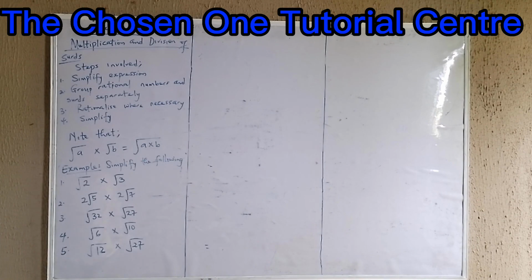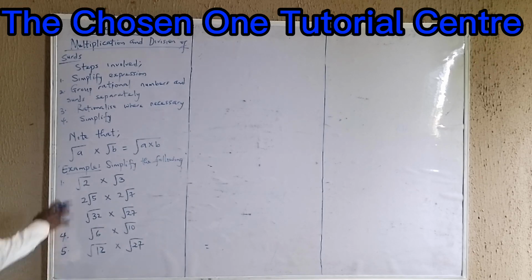Today we are going to consider multiplication and division of surds. And what are the steps involved in either multiplication or division of surds? Number one, simplify the expression. Number two, group rational numbers and surds separately. Number three, rationalize where necessary, most especially when you are solving division of surds, you have to rationalize, then simplify.